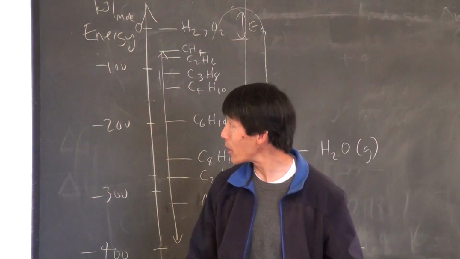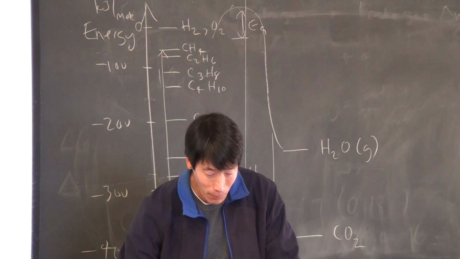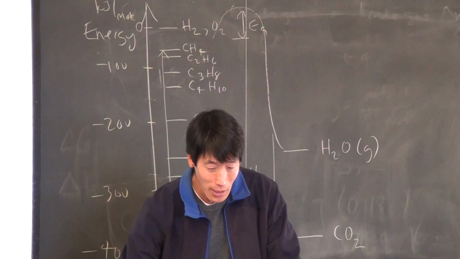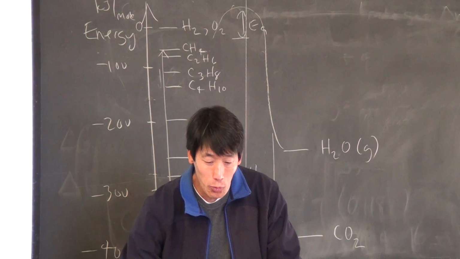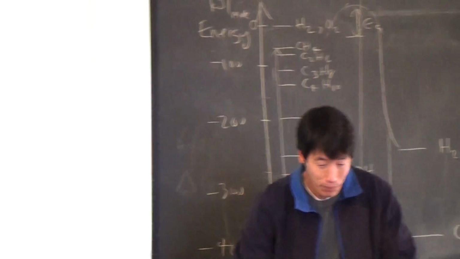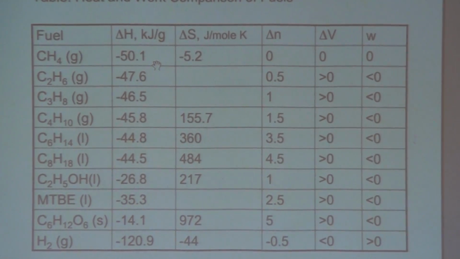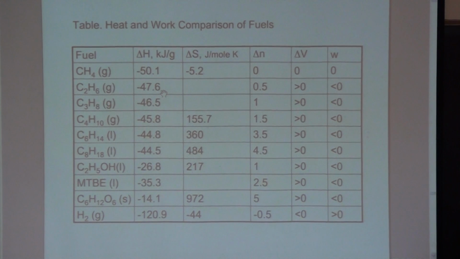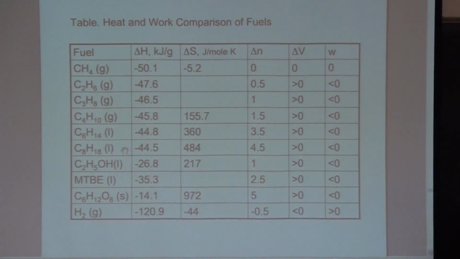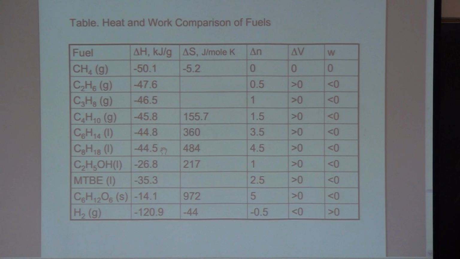Okay, let's actually go on to the next page because I've summarized these fuels here. So this is the delta H in kilojoules per mole for each fuel. So note that on a per gram basis, methane produces the most energy per gram. And note that really for the most part, all these hydrocarbon fuels produce approximately the same amount of energy per gram. So note that for octane, 44.5, hexane, 44.8, butane, 45.8, and so on.